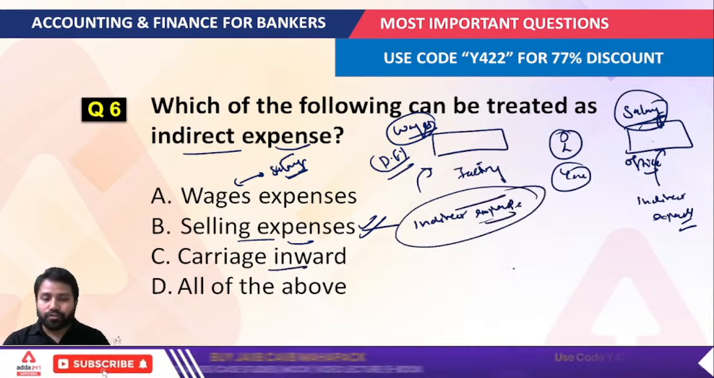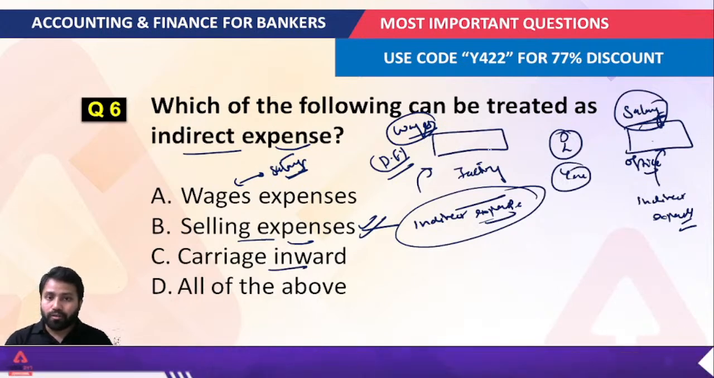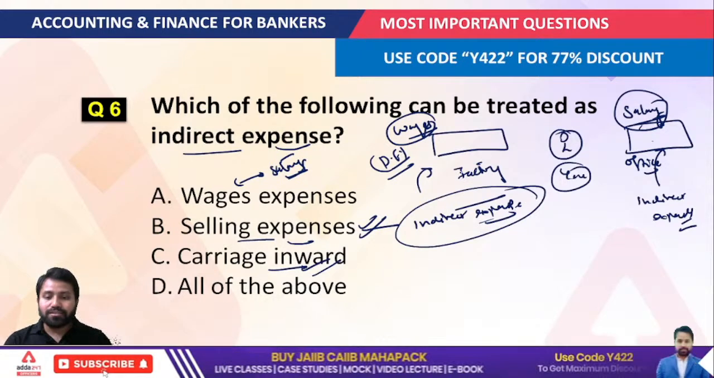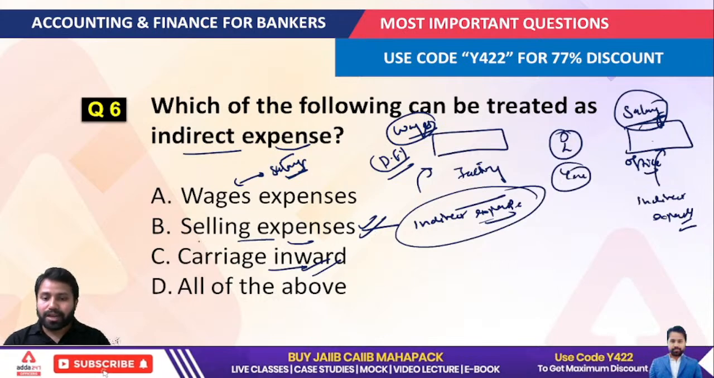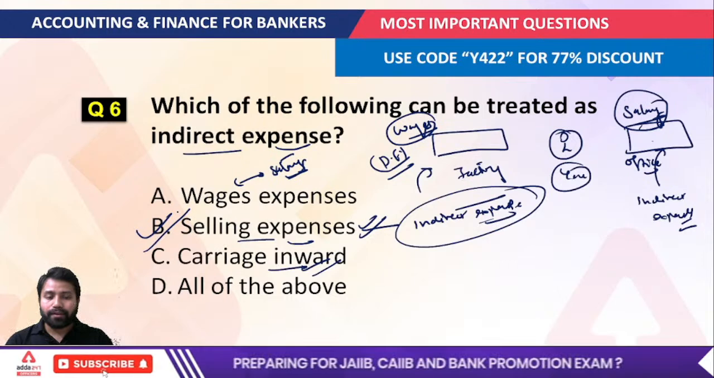While carriage inward, you can understand, is required for producing the goods. We actually use carriage inward for that, so that expense is known as a direct expense. So the correct answer of this would be the selling expenses. Right, next question.